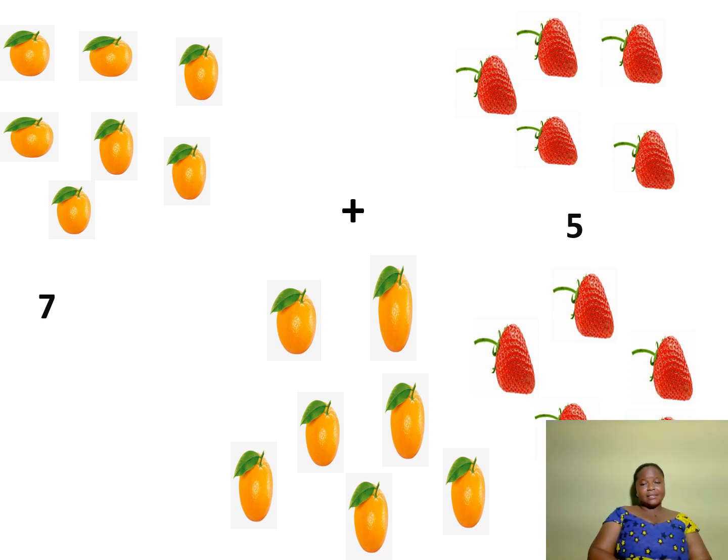So 5 plus 7 is equal to what? Can you count your counters again? Put 7 counters there and another 5.